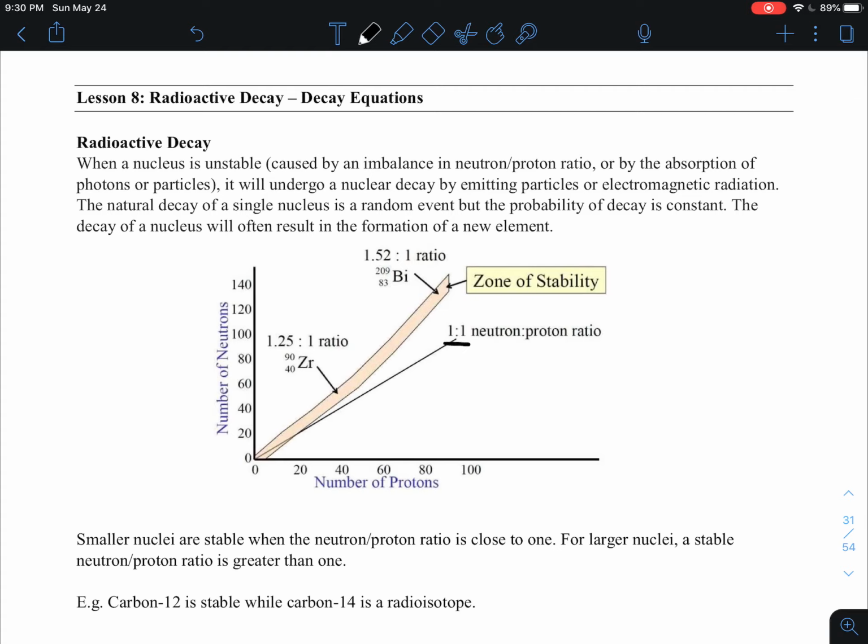It's roughly equal to a 1-to-1 ratio of protons and neutrons, and it looks like it follows that for the first little bit, but then it veers off a little bit, and it looks like it favors the number of neutrons compared to the number of protons. We start to get more neutrons than protons eventually in the zone of stability.